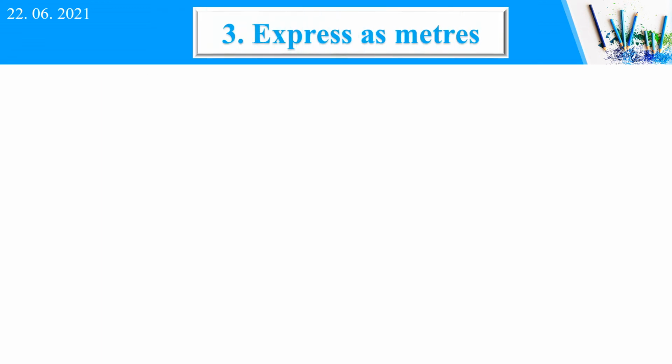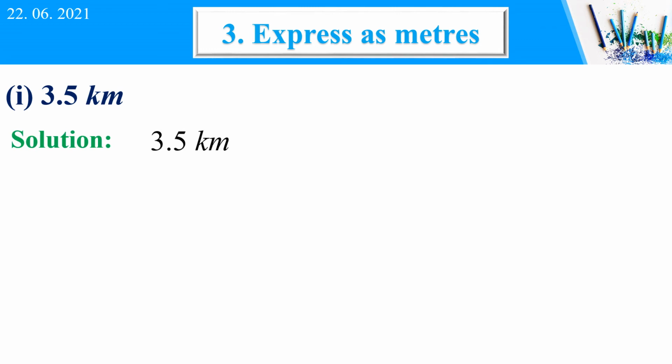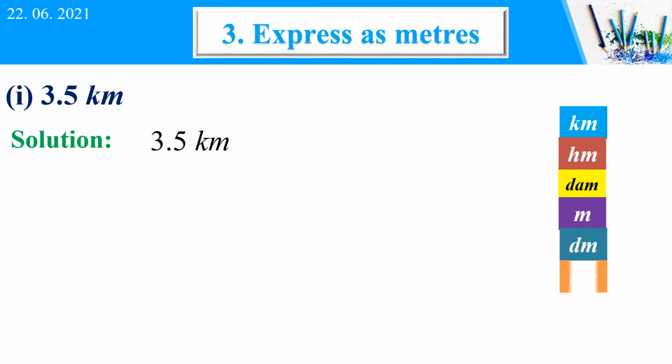Third Roman, express as meters. First sum, 3.5 kilometer. Let us find the solution for this 3.5 kilometer. We know very well that units are arranged like this. First, the topmost one is kilometer, next one is hectometer, then decameter, then meter, then decimeter, then centimeter, then millimeter.